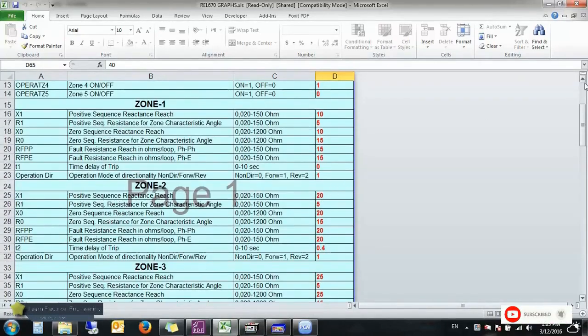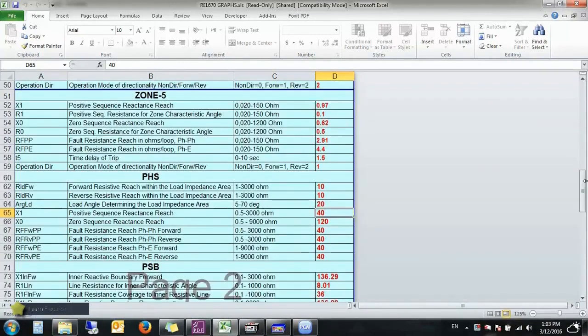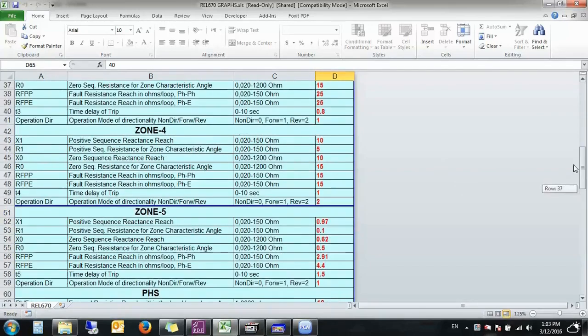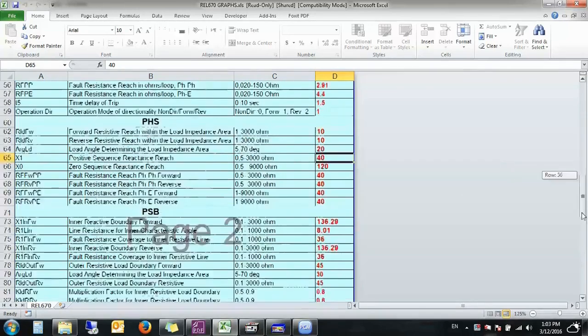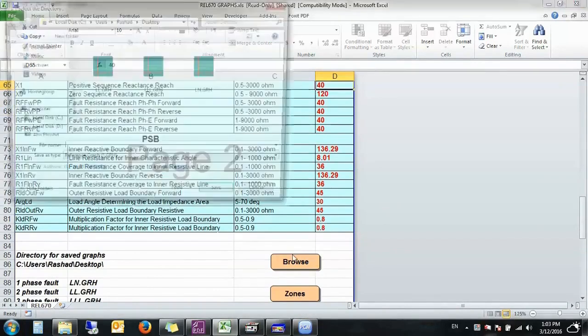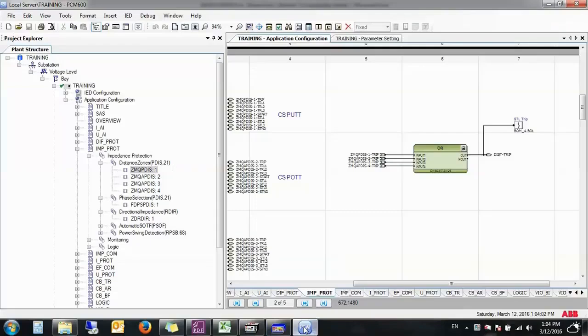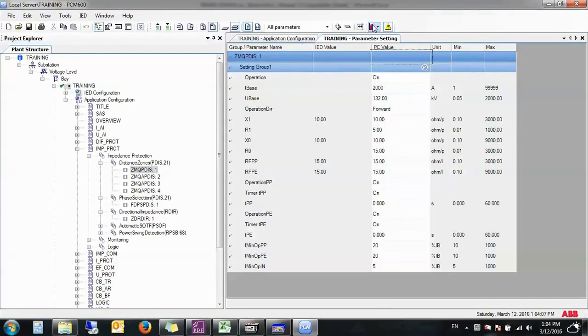It will take zone 1, zone 2, zone 3, zone 4, zone 4, zone 4, zone 5, zone 6, zone 7, zone 8, zone 9, zone 10, zone 11, zone 11, zone 12, zone 13, zone 14, zone 15, zone 16, zone 17, zone 18, zone 19, zone 20, zone 21, zone 22, zone 23, zone 24, zone 25, zone 26, zone 27, zone 28, zone 29, zone 30, zone 30, zone 30, zone 30, zone 30, zone 30, zone 30, zone 30, zone 30, zone 30, zone 30, zone 30.